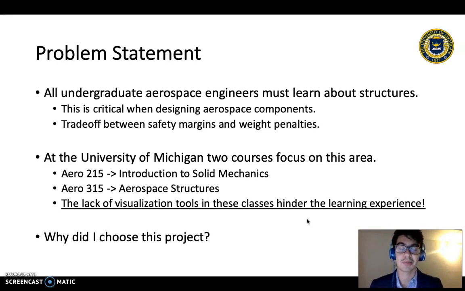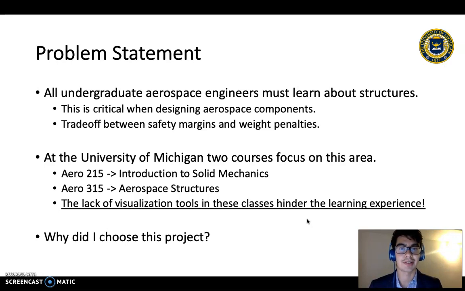So every good aerospace engineer must find a happy medium between safety margins and the weight of the structure that they're designing. At the University of Michigan, 2 courses focus on this area. Aerospace 215, which is Introduction to Solid Mechanics, and Aerospace 315, which is Aerospace Structures, and focuses on thin-walled structures, usually seen in aerospace engineering as, for example, the wing of a plane or the fuselage of an airplane, etc.